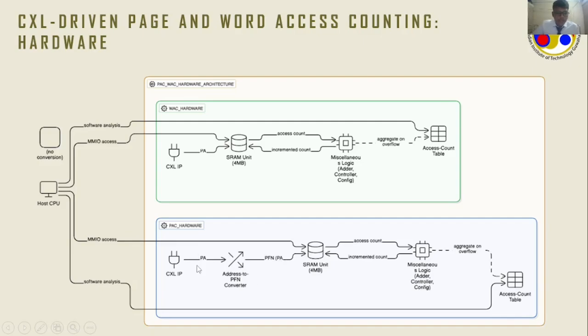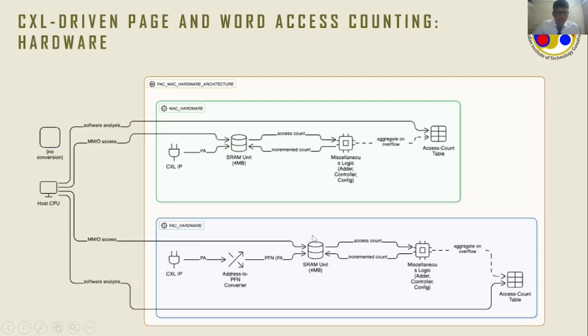Actually, here the physical address that has been mentioned is the bit number 6 to 47 of the actual physical address. This truncation of the physical address is done by the CXL IP. Then the address to PFN converter right shifts it by 6 bits more to the right to get bit number 12 to 47. That is the page frame number. Next, we have the SRAM unit, which provides a capacity of 4 MB with each entry storing an L-bit access count for a 4 KB page.